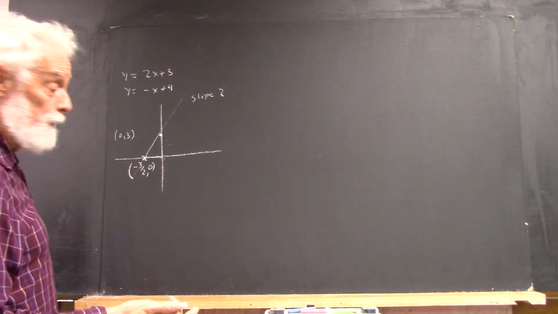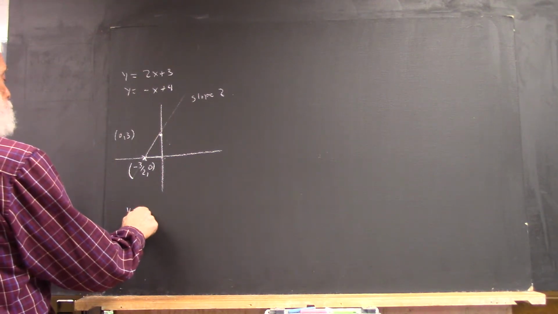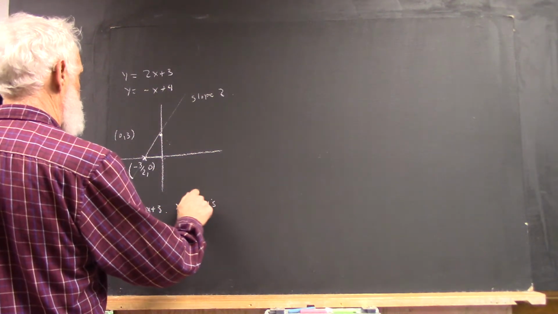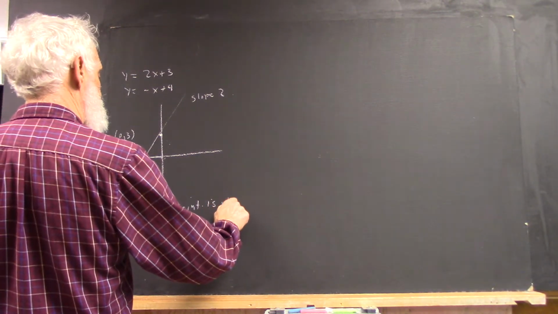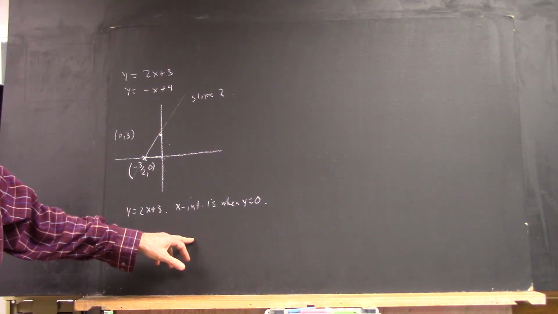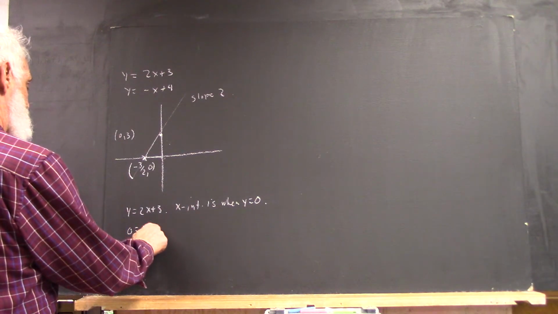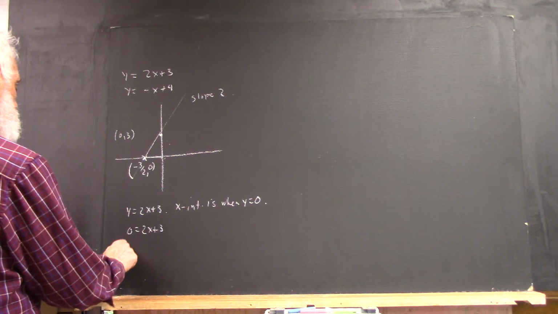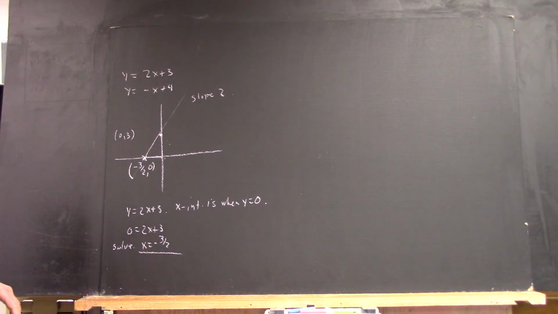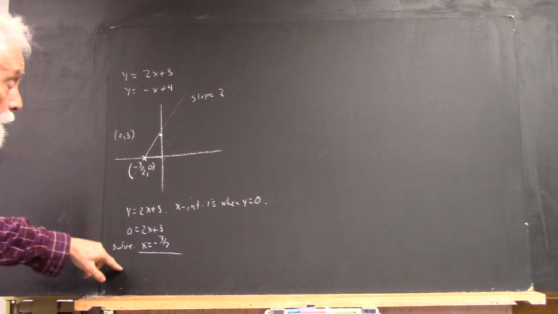Okay, another way to get that, though, is to say, okay, let's see, y equals 2x plus 3. The x-intercept is when y equals 0, right? The graph goes through the x-axis when y equals 0. So x is -3/2. You can use a fundamental triangle here with a rise of 3 to figure out where that has to be, or you can solve the equation.